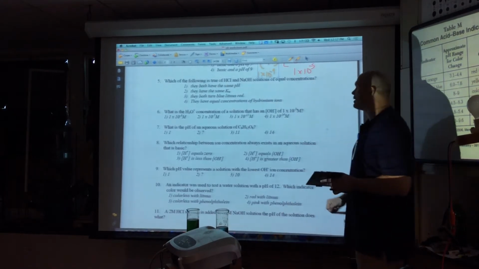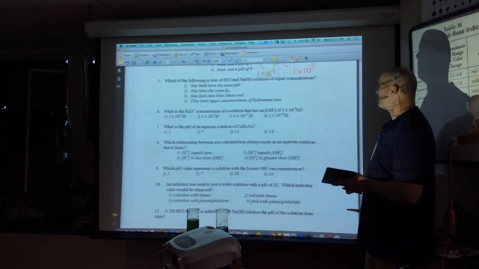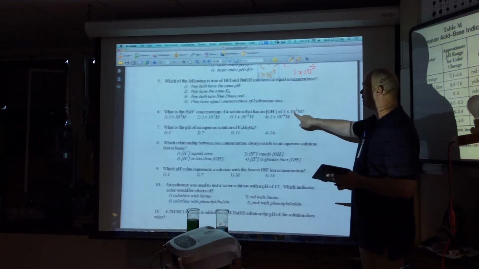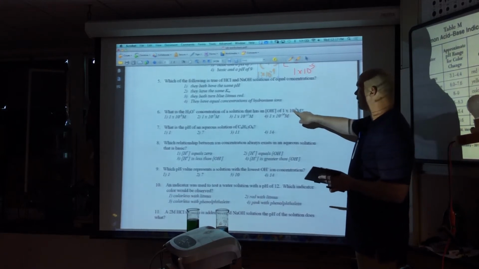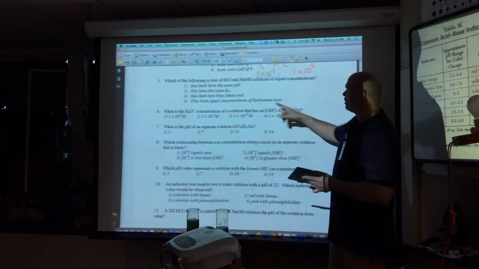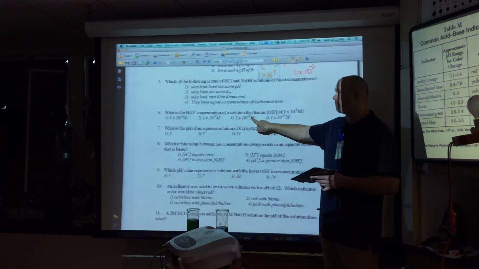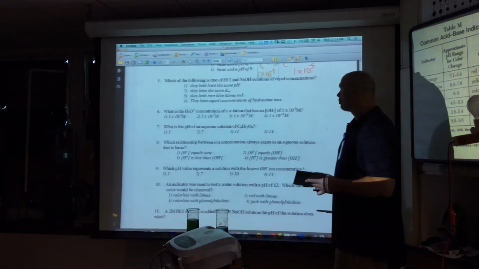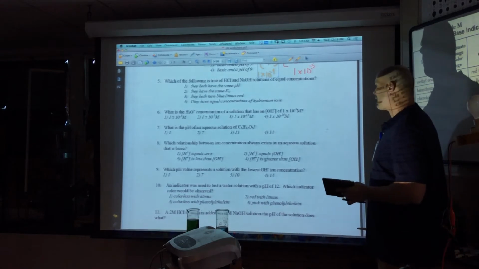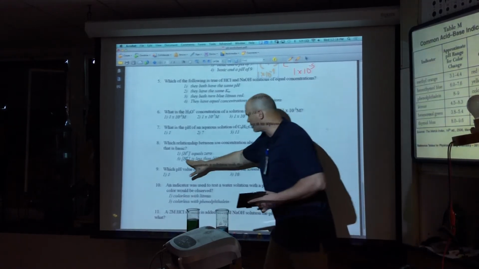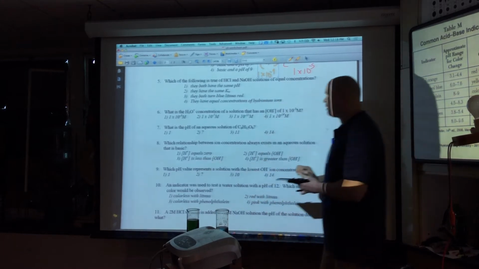Number 6, what is the H3O plus concentration of a solution that has a hydroxide of 1 times 10 to the negative 3? Well, if the hydroxide is negative 3, the H plus or H3O plus must be 1 times 10 to the negative 11. 11 plus 3 gives me that 14, which is Kw. Which relationship always exists in aqueous solution? It's basic. We just talked about that. The H plus is less than the hydroxide, choice 3.